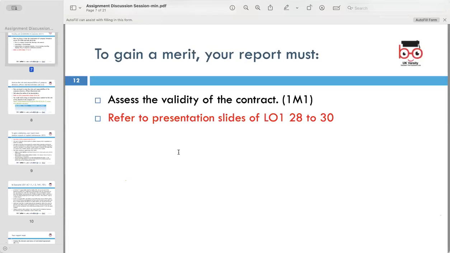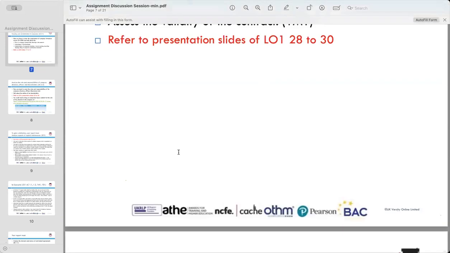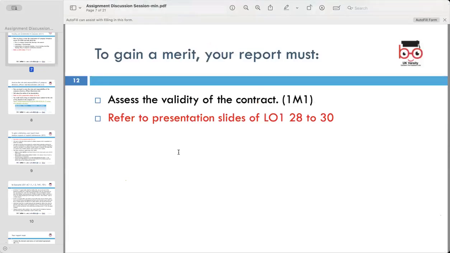So when you talk about communication, assess the validity of contract, refer to presentation slide 1. Now, part one is formation of a valid contract. Evaluate whether all essential elements of the formation of a valid contract are present based on the scenario, which includes an offer, acceptance, intention to create legal relations, terms and consideration, right?